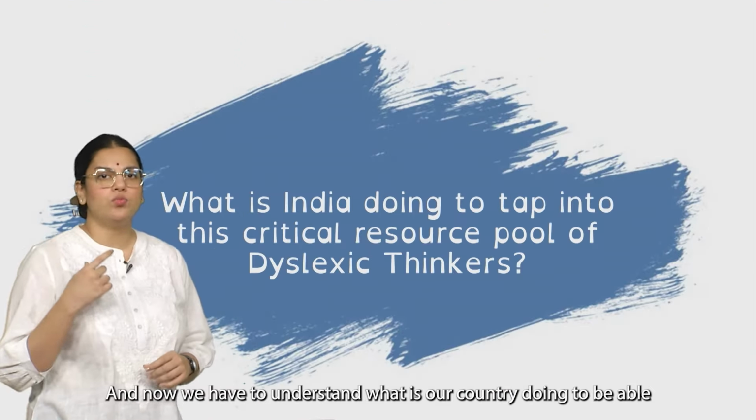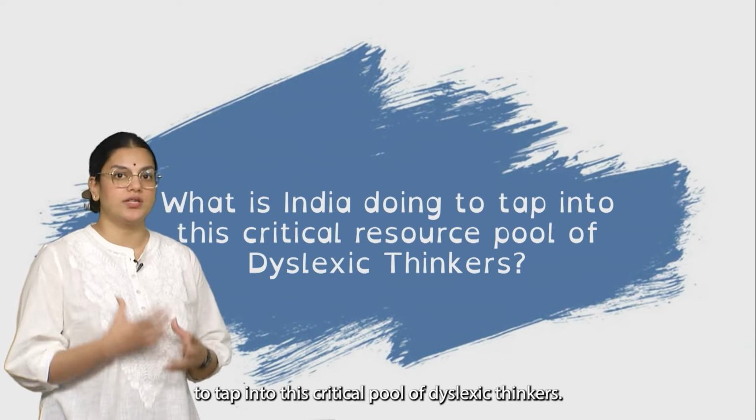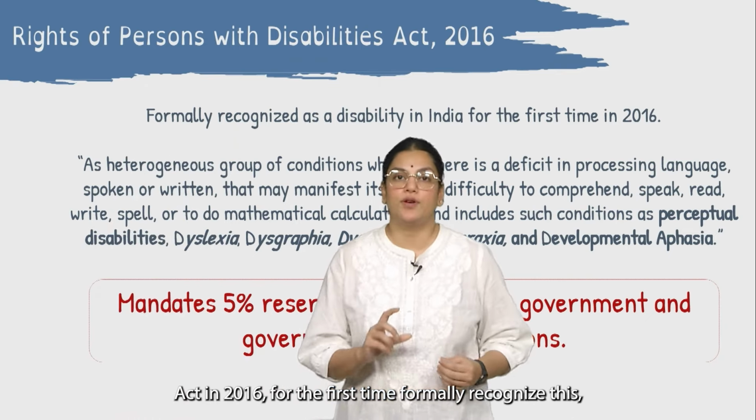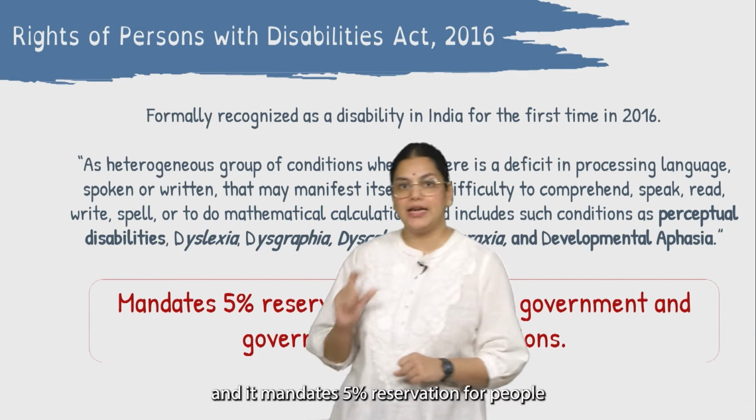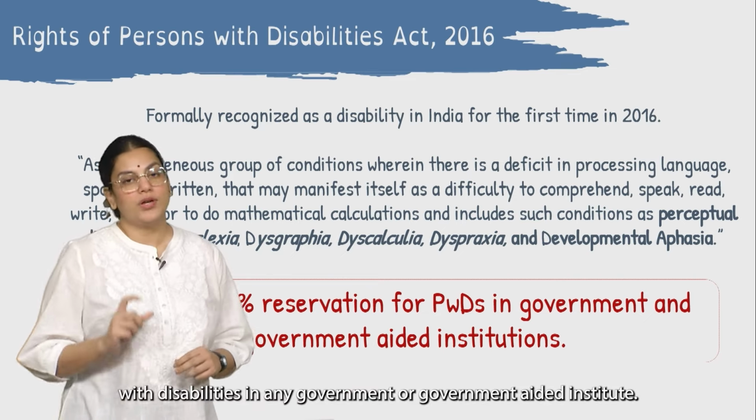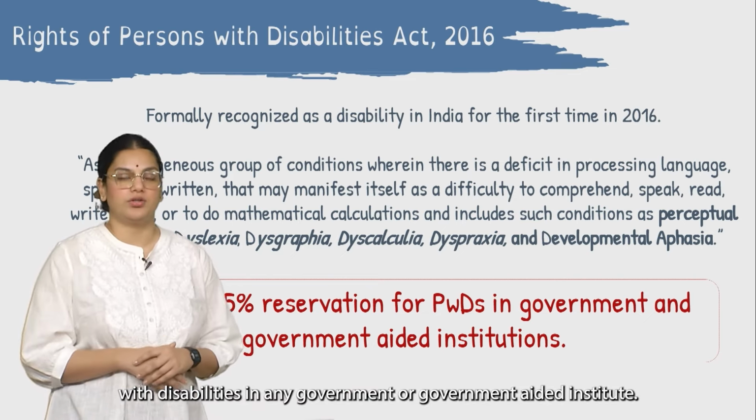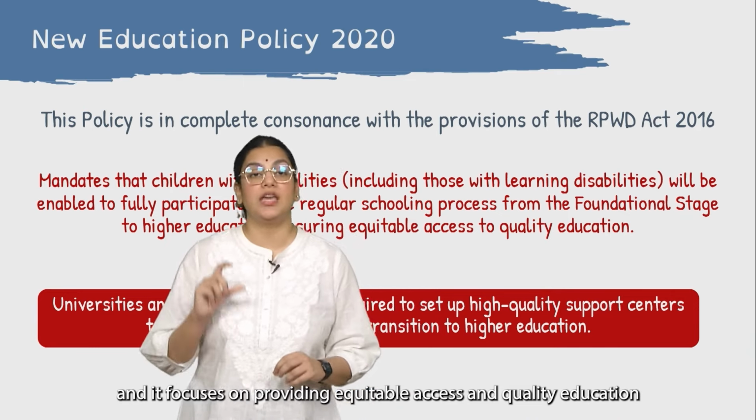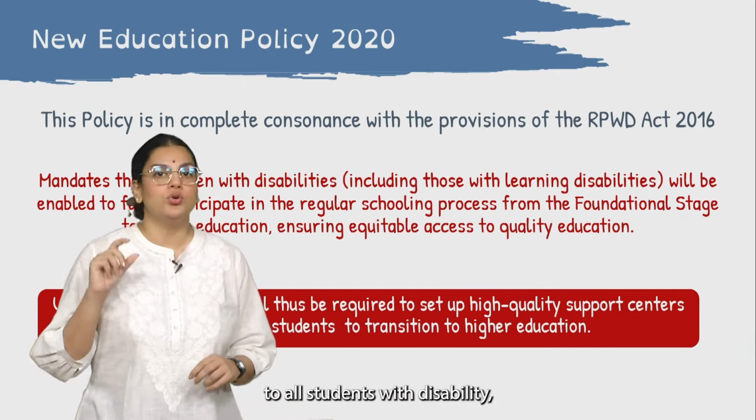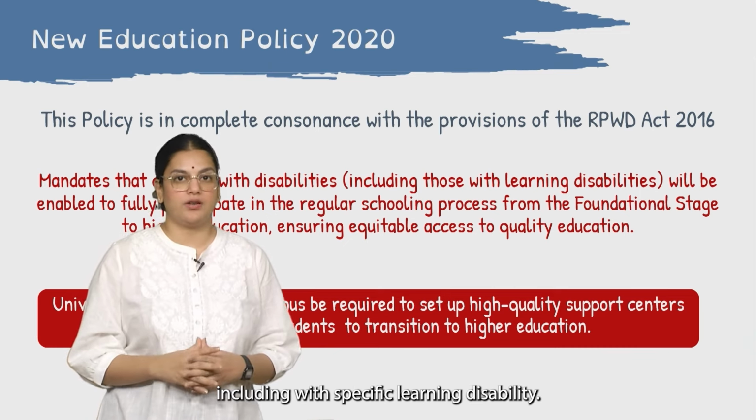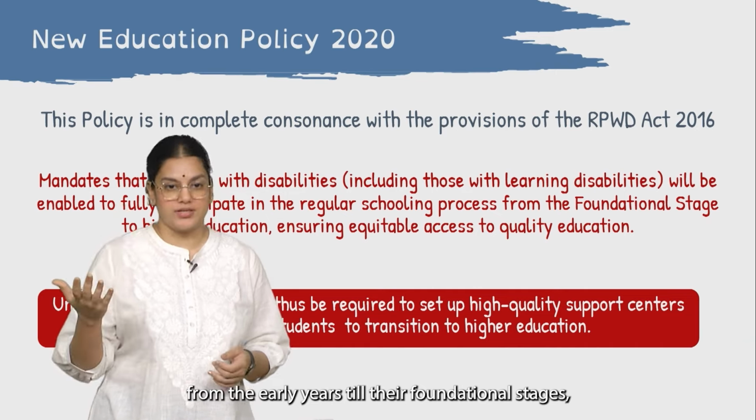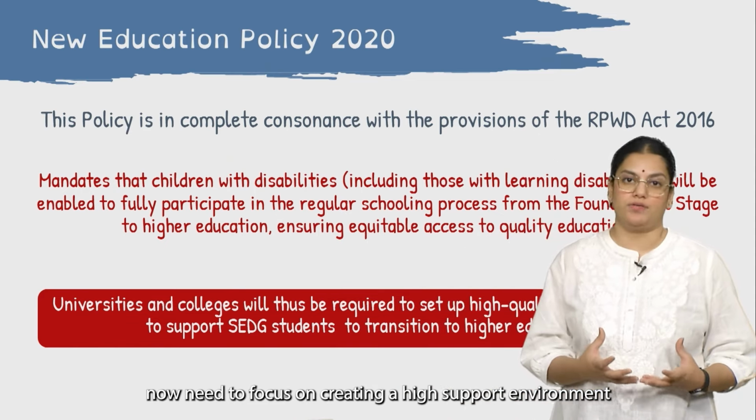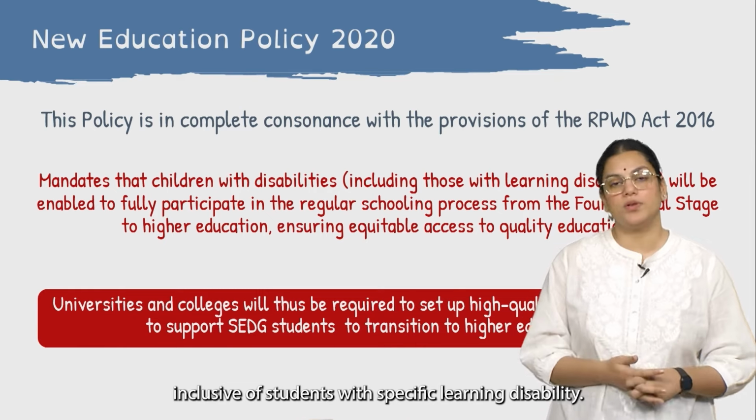And now we have to understand what our country is doing to be able to tap into this critical pool of dyslexic thinkers. The Rights of Persons with Disabilities Act in 2016 for the first time formally recognized this, and it mandates 5% reservation for people with disabilities in any government or government-aided institute. The new education policy is in consonance with the RPWD Act, and it focuses on providing equitable access and quality education to all students with disability, including with specific learning disability, from their early years through their foundational stages. And therefore, higher education institutes now need to focus on creating a high support environment for students with disability, inclusive of students with specific learning disability.